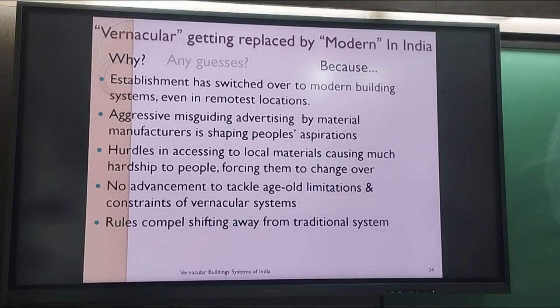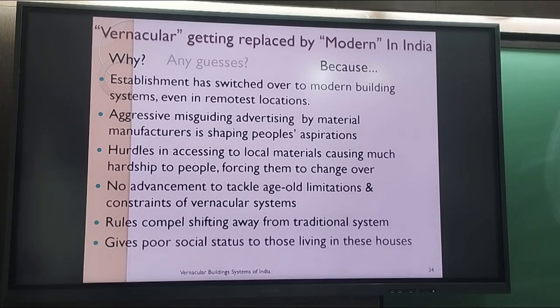There are also rules, especially in the government programs, which do that. PMAY is one of them. It gives poor social status to those living in these houses. Professor Prakash talked about that yesterday, right? So people will borrow money. They will get into all kinds of debt to make a small pakka room. They will have a quote unquote kacha house, and next to that there'll be a pakka house.